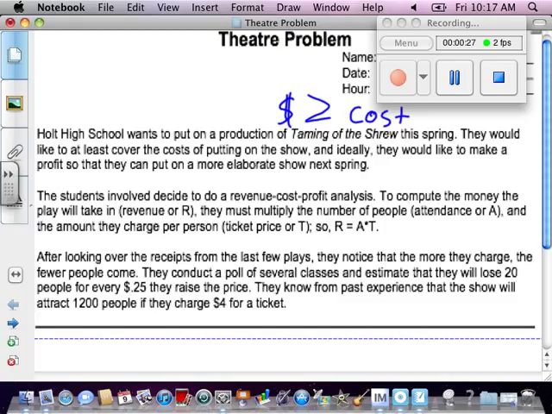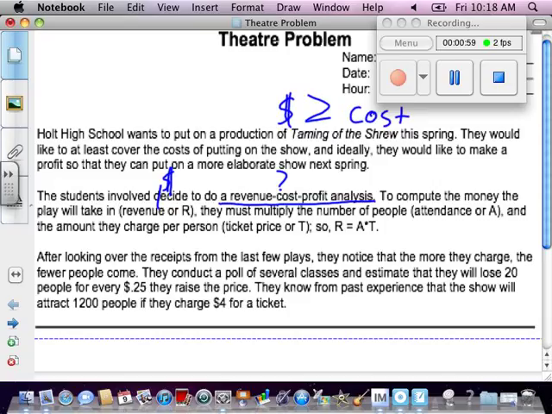The second paragraph says the students involved do a revenue cost profit analysis. The first time I read this, I was like, I don't know what that means. Better figure that out. To compute the money the play will take in, revenue. Who knows what revenue means? Anybody have a guess about revenue? It's just money. Revenue is just money.